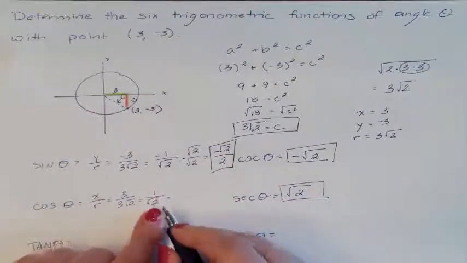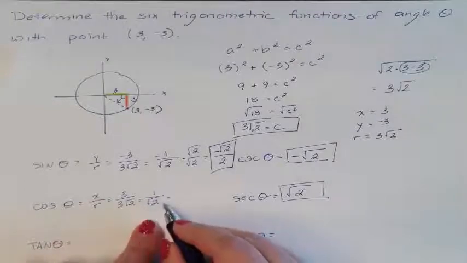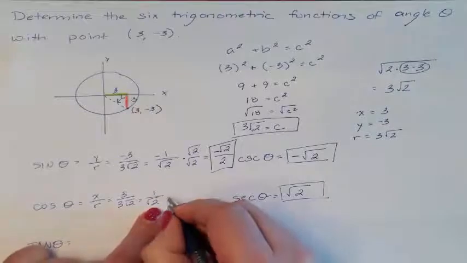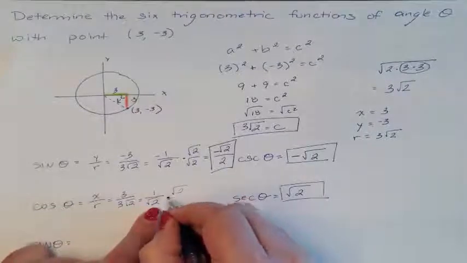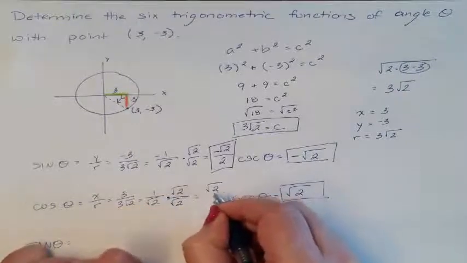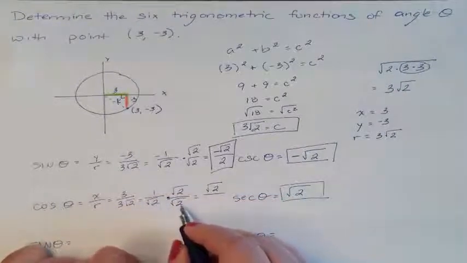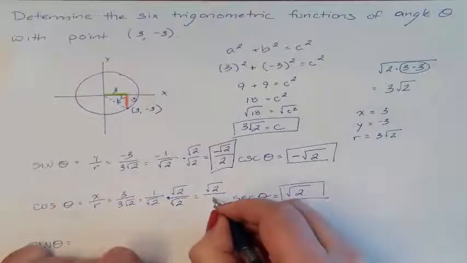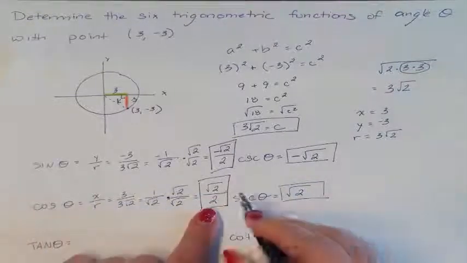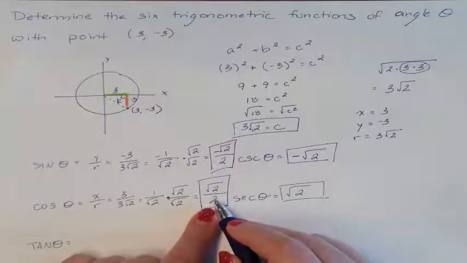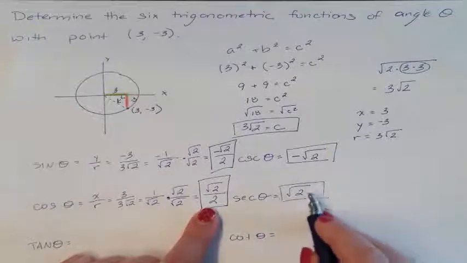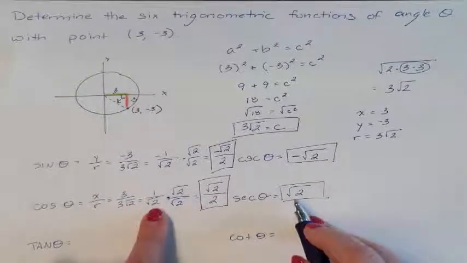This has to be simplified further because we're not allowed to have a square root symbol in the denominator. If I want the square root of 2 to go away, you need to multiply both the top and the bottom by the square root of 2. 1 times the square root of 2 is the square root of 2. Square root of 2 times square root of 2 is square root of 4, which is 2. So this is the answer for cosine. If you were to take the reciprocal of this, you would have to rationalize again, and if you rationalized and simplified, you would get this, which is why we did it before.